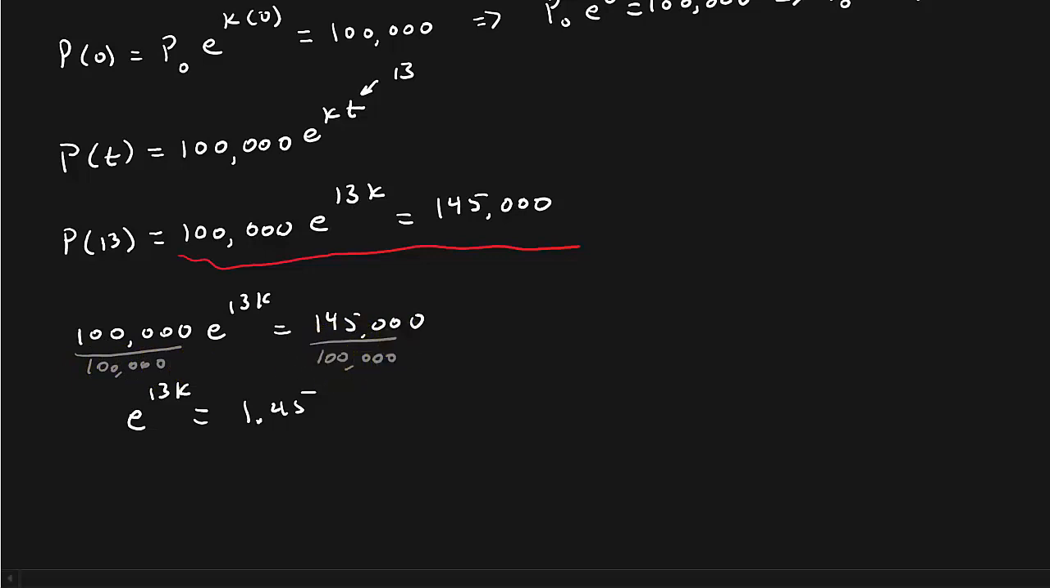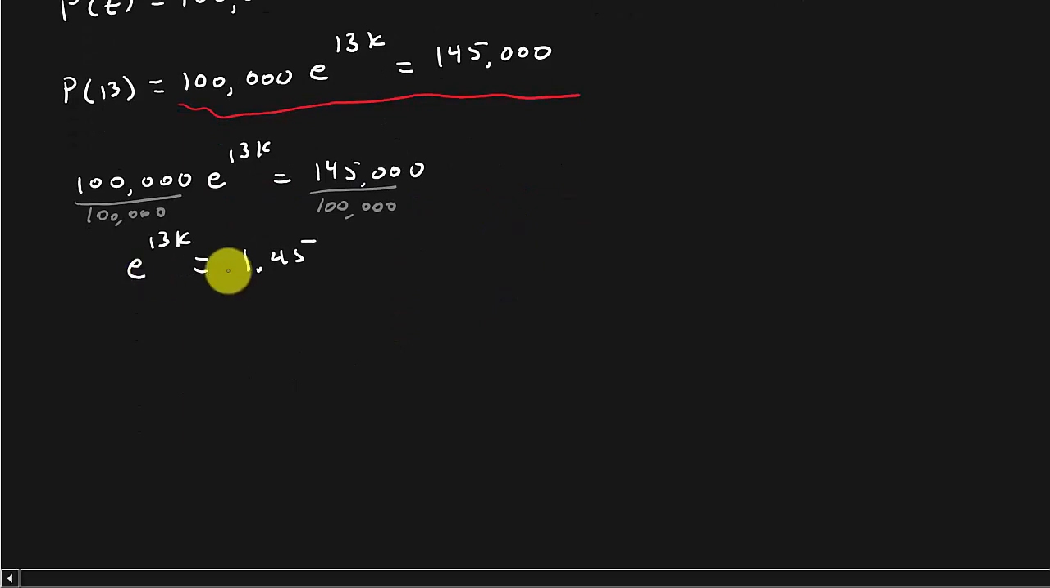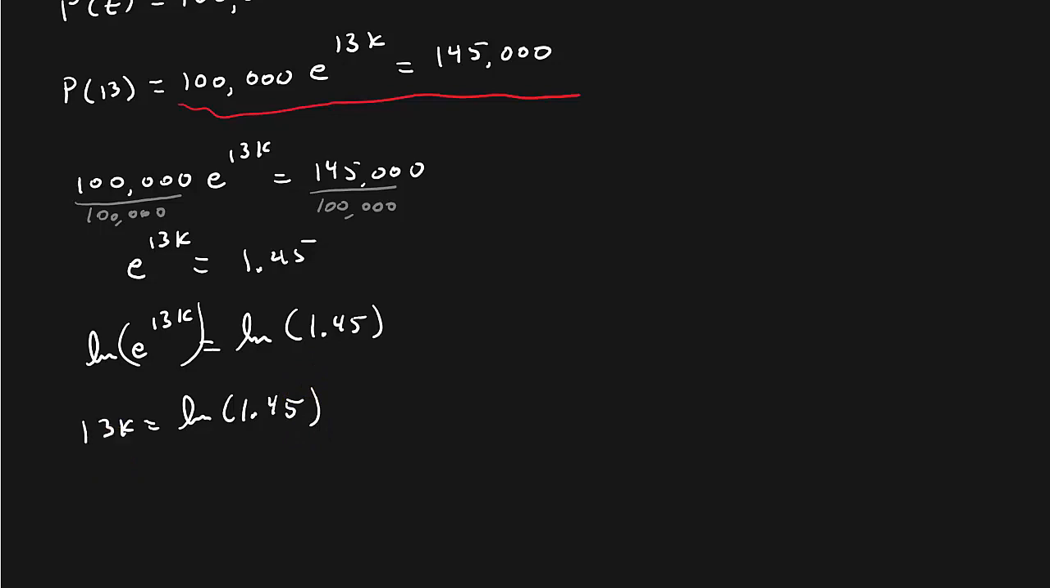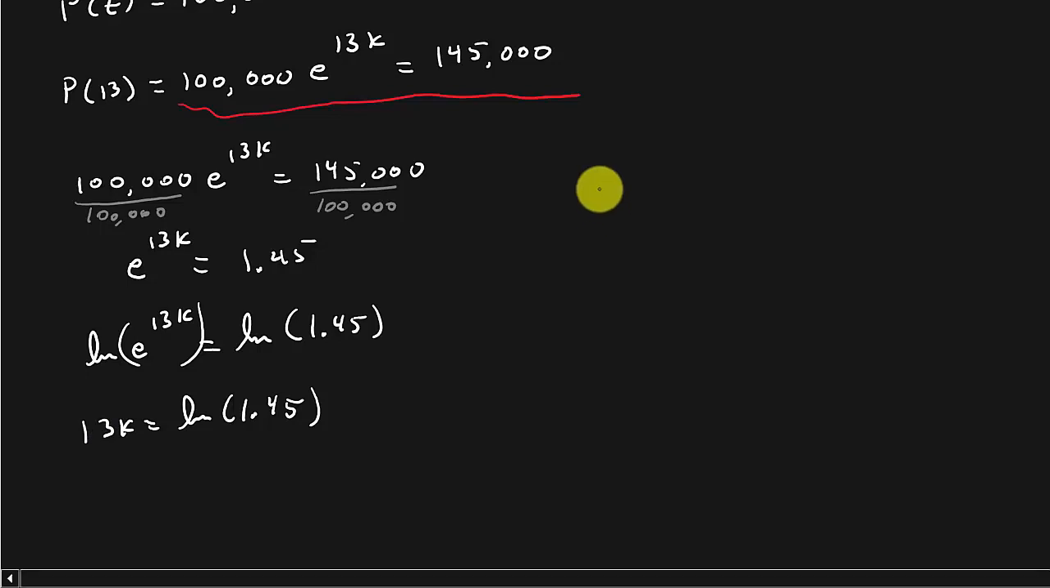All right. And so now to solve this, well, remember, you can just take the natural log of both sides. And so now I have 13k equals natural log 1.45. Don't panic. I'm going to explain where the 13k comes from. Okay? All right. So if you remember back from algebra, see, you're in calculus now. You're supposed to know all that stuff from algebra.